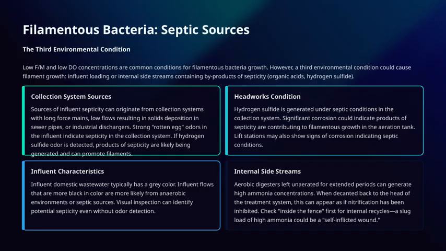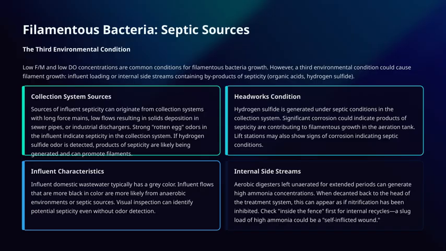growth. Moving on to the headworks condition, hydrogen sulfide is generated when septic conditions develop in the collection system. If you see significant corrosion here, it might be a sign that septicity products are contributing to filamentous bacteria growth in the aeration tank. Lift stations can also exhibit corrosion signs, which again points to septic conditions upstream.